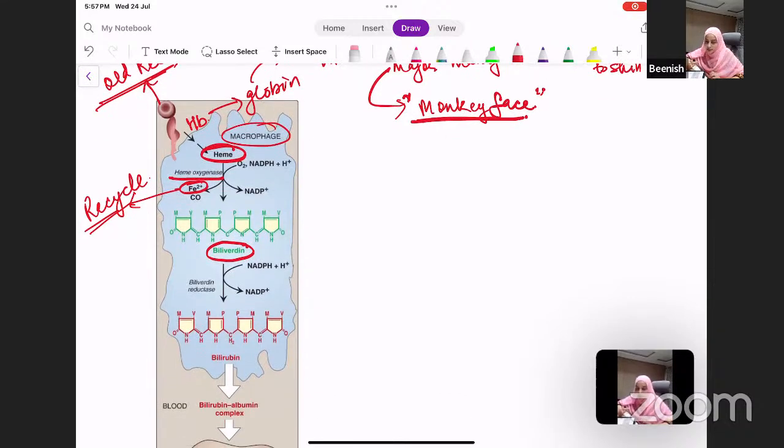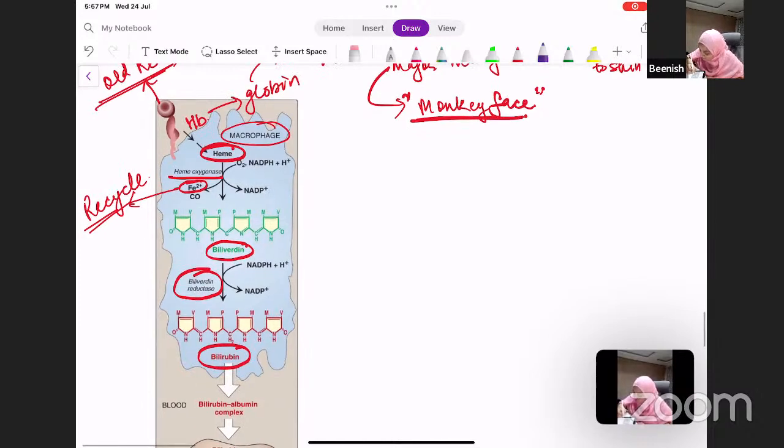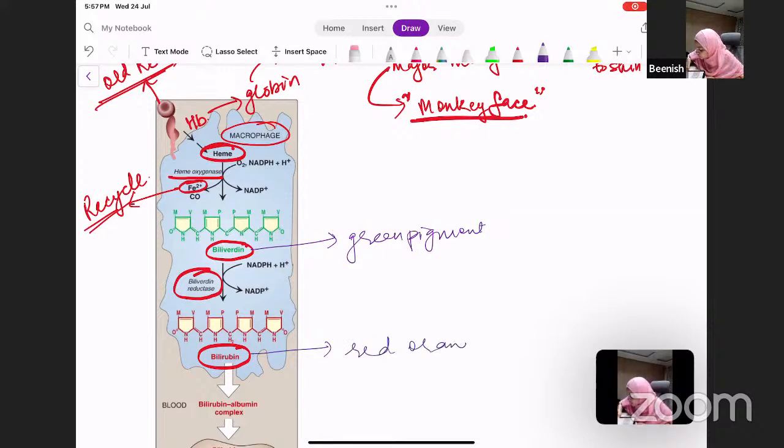Now this heme is acted upon by heme oxygenase, your iron is removed, and biliverdin is formed. This biliverdin is then reduced. How is it reduced? By the action of the enzyme biliverdin reductase, and bilirubin is formed. So your biliverdin is converted into bilirubin. Your biliverdin is a green pigment, and your bilirubin is a red orange pigment.